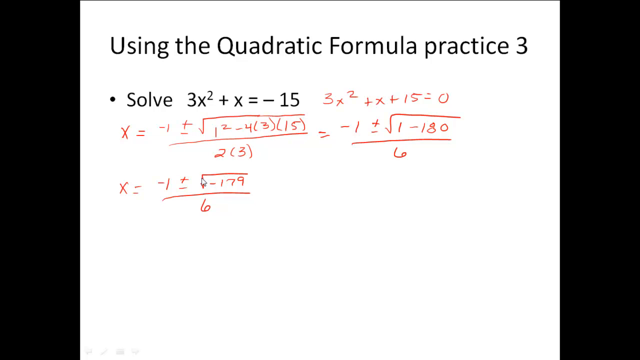Now there's a couple of things that we need to notice here. 179 is not a perfect square, so I'm going to have to work with it as a square root. And the second thing is there's a negative under the square root, so I have to take care of that problem too, because we can't leave that negative there. So I'm going to leave that -1 plus or minus alone. Now remember, when you have a negative square root, it breaks down into the square root of -1 times the square root of whatever your number is, and then that square root of -1 is i. So instead of the square root of -179, we're going to have i square root of 179 over 6.